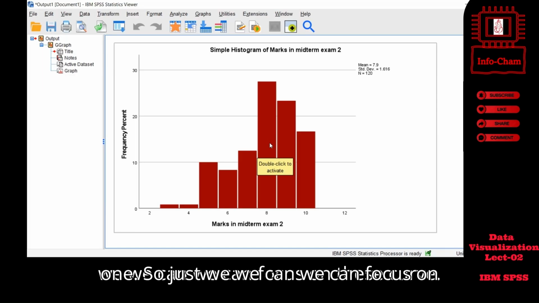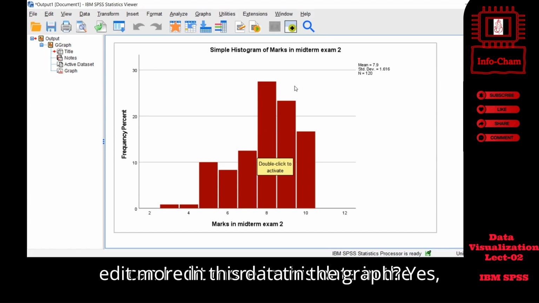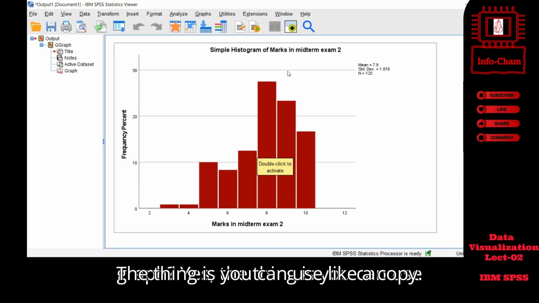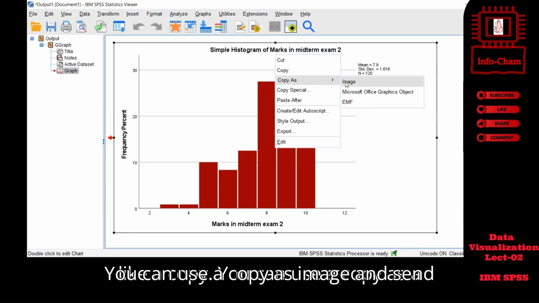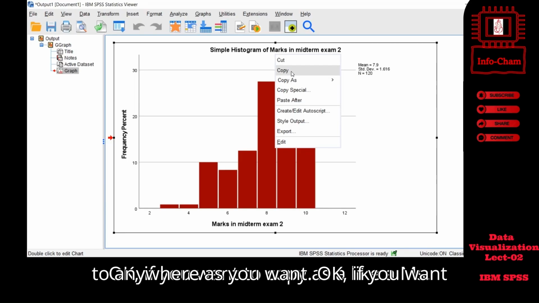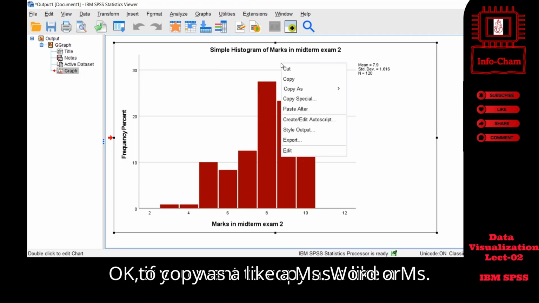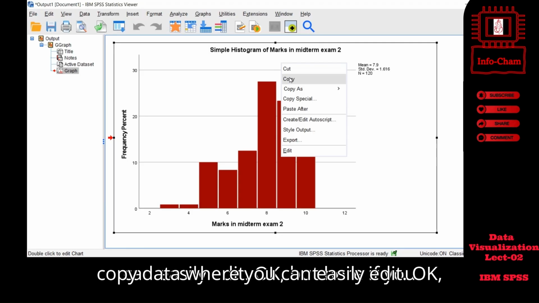So just we can focus on this curve, right? Now, can I edit more in this data in the graph? Yes. The thing is, you can use a copy. You can use a copy as an image and send it anywhere you want. If you want to copy as an MS Word or MS Excel file, then you can use only copy data, where you can easily edit.